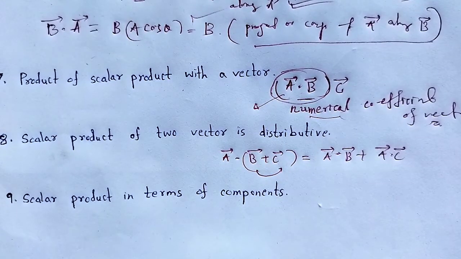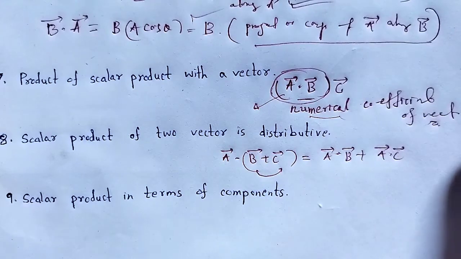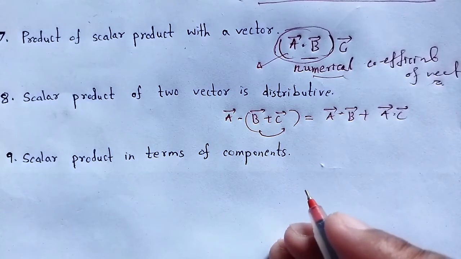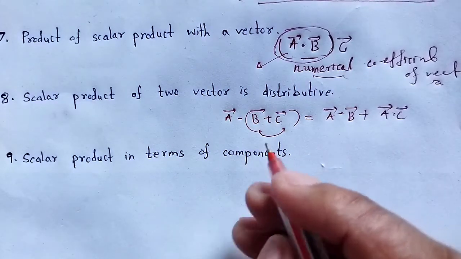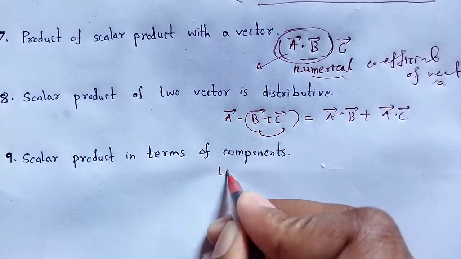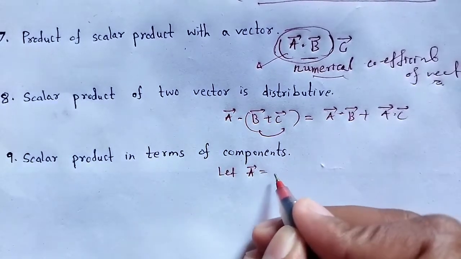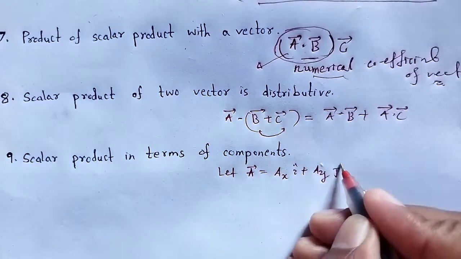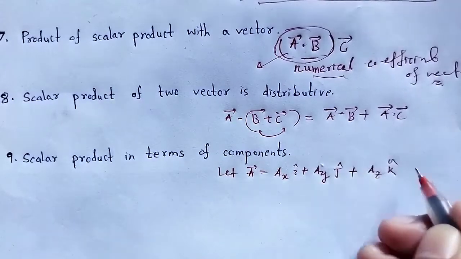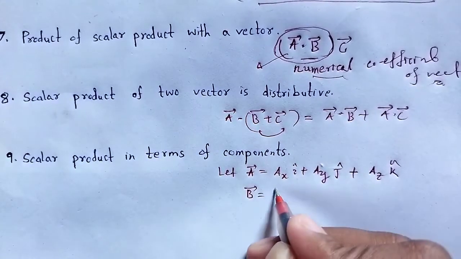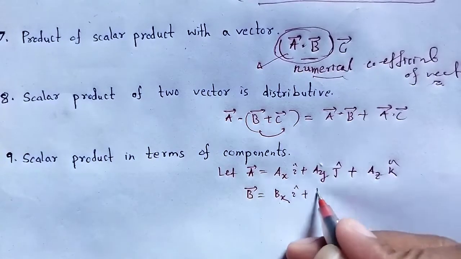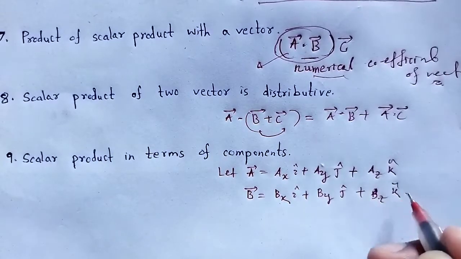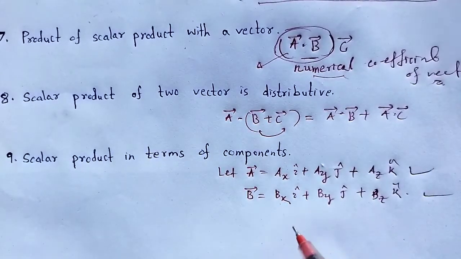Scalar product in terms of components. In the previous video lecture we discussed the rectangular components of a vector. So how are these two vectors' scalar product in terms of rectangular components? Let A vector be Ax i cap plus Ay j cap plus Az k cap, and let another vector B be Bx i cap plus By j cap plus Bz k cap. This is the representation in the rectangular components form.